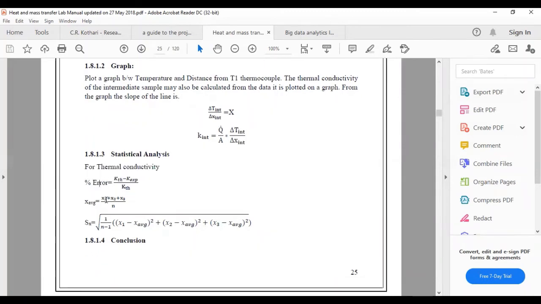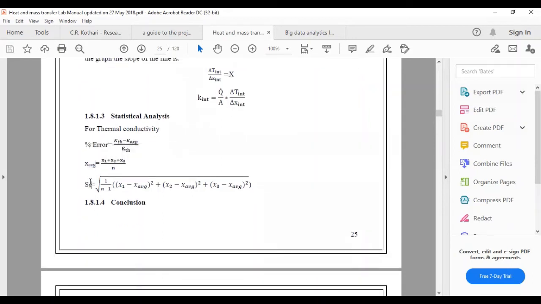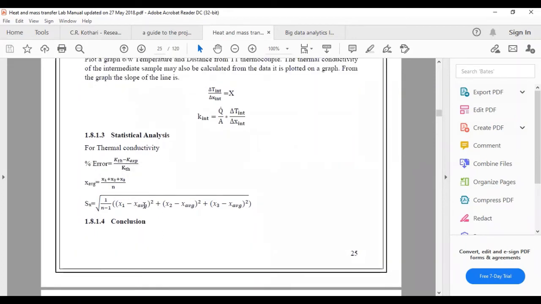Now we have got 4 to 5 values or 3 values, whatever is the number. This X is representing the value of K. So you will add all of the values of K and divide by their number, and then you will get the average value. And for the standard deviation, you will use this formula. This X1 is basically K1, X2 is K2, and X3 is K3, and so on. If you are using K4 also, then you will use it in the formula.